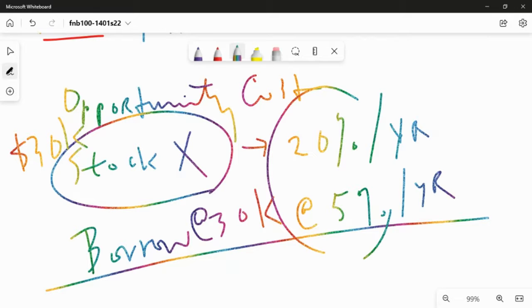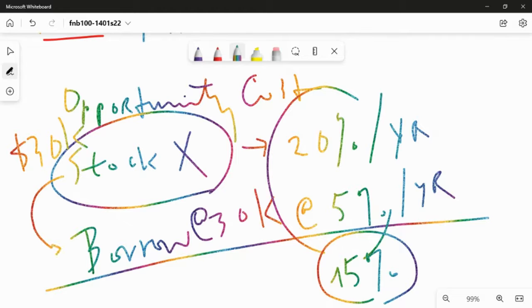Then simply from this, every year the interest is already paid from the stock's return, and you will still have 15% left. In other words, this investment in stock more than pays for the borrowing. So that's the opportunity cost.